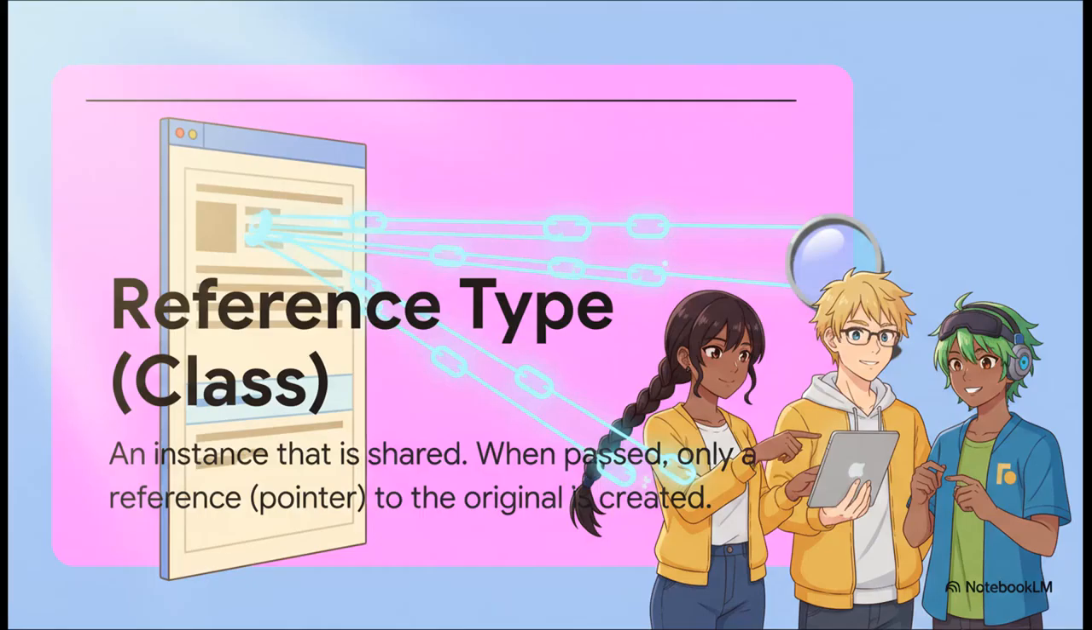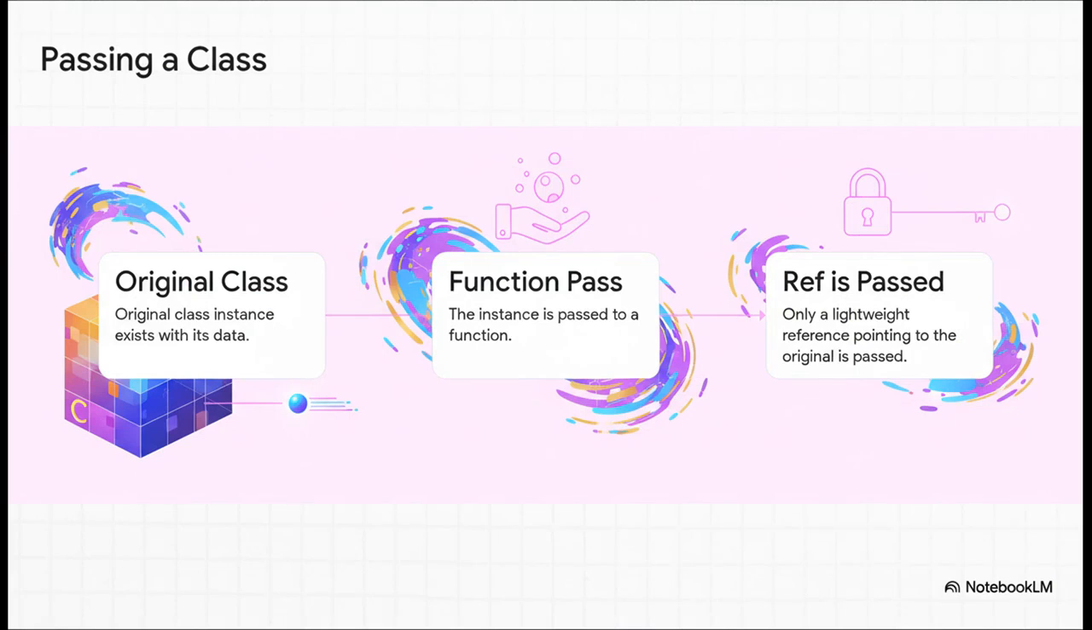So if a struct is like a photocopy, a class is like sharing a link to a Google Doc. When you pass a class instance around, you're not sending the entire document. You're just sending a tiny, lightweight link, or a reference, that points directly back to the one and only original instance. The process here is way simpler. You have one single instance of that class living in memory. When you pass it around to different functions or variables, all that gets handed over is a tiny little pointer, a reference. The actual data itself, it never moves. And this makes the whole operation incredibly cheap and super fast, no matter how massive that object is.